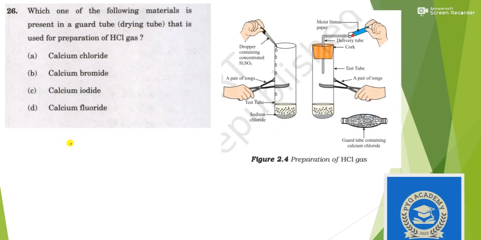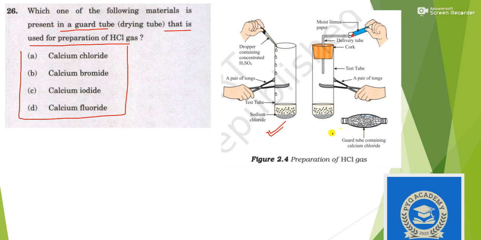Next question: which one of the following material is present in a guard tube that is used for preparation of HCl? If during examination you come to this question, you will not be able to answer if you haven't gone through NCERT. In NCERT, this image is given in which you can find this. It is written that guard tube containing calcium chloride during preparation of HCl. So the answer is calcium chloride.